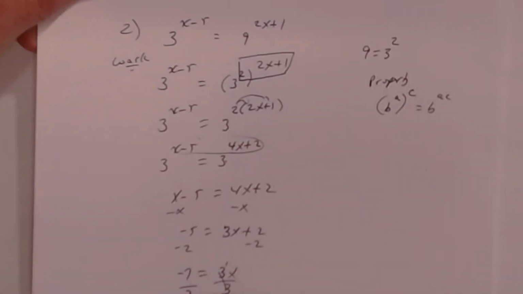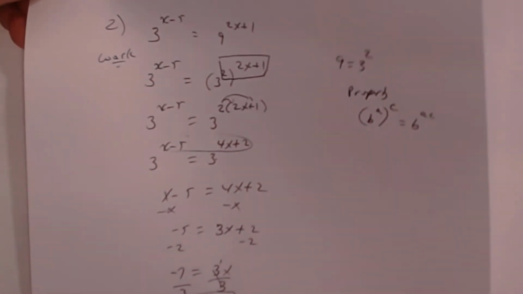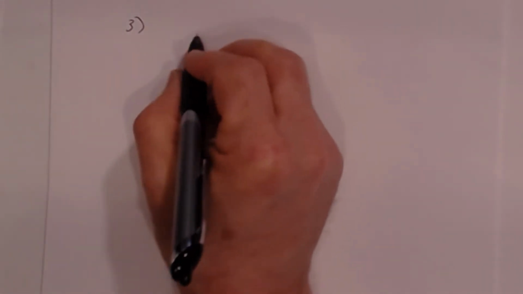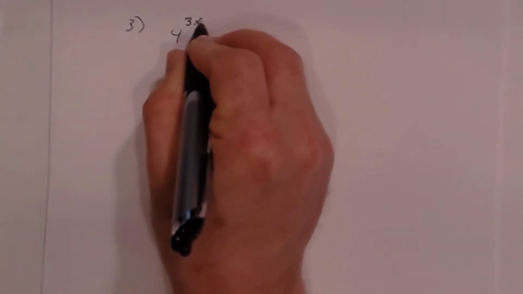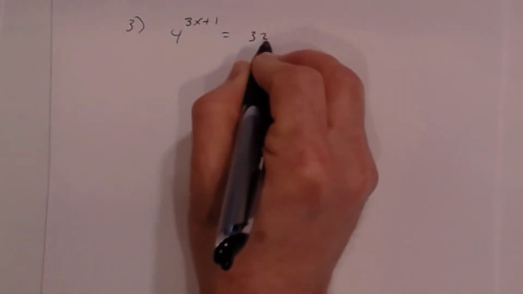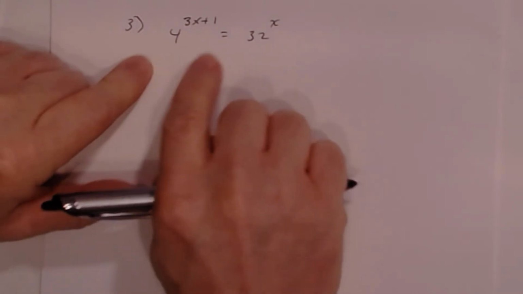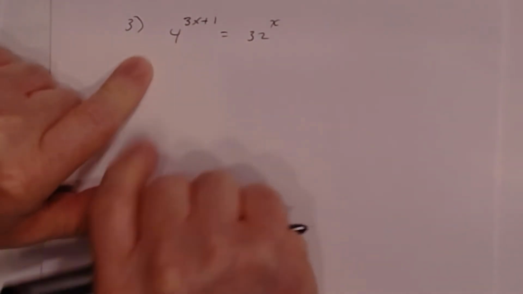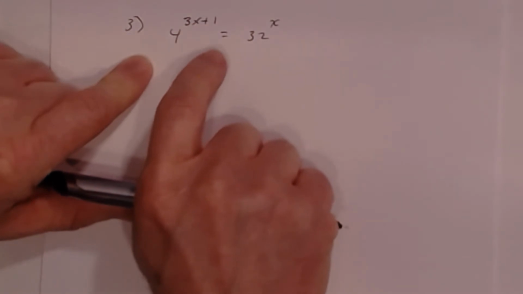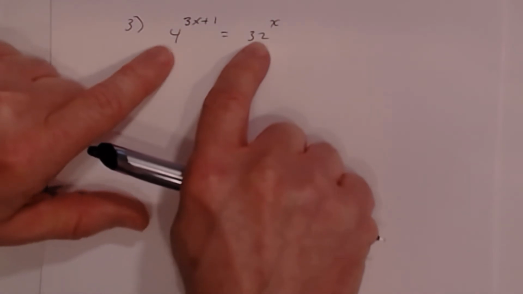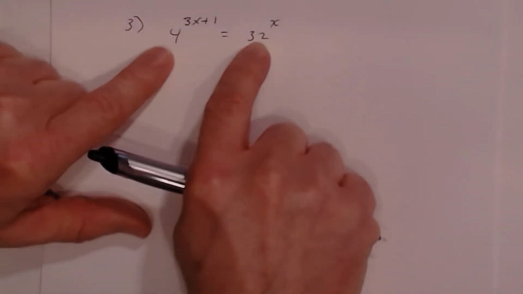So here's number 3. The more you look at and the more you do, the easier it becomes to understand. So let's suppose in number 3, we have this problem: 4 to the 3x plus 1 equals 32 to the x power. Okay? Now notice the base here is 4 and the base here is 32. They're not the same, right? So don't say 3x plus 1 equals x, because that's not true. The only time those exponents equal each other is if the bases are the same. You're using that one-to-one property.